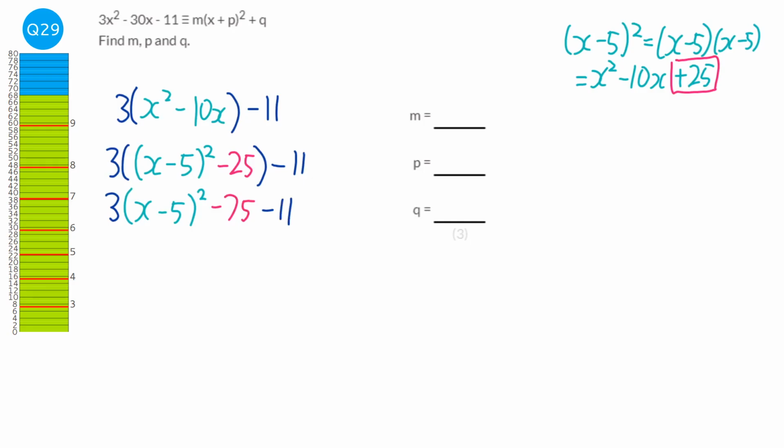Okay, and we're very, very close to finishing. All we need to do now is sort out the minus 75 and the minus 11. And when we subtract those two, we get minus 86. Now, the m part is going to be 3. The p part inside the bracket is going to be minus 5. And the q part is going to be minus 86.